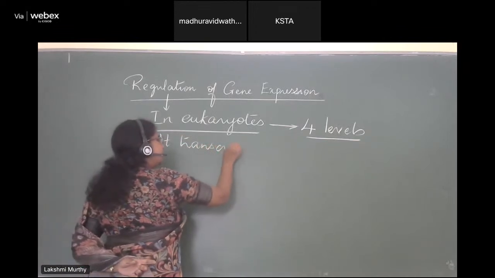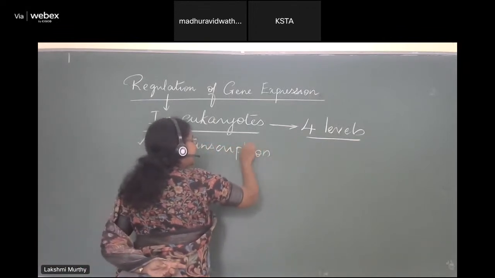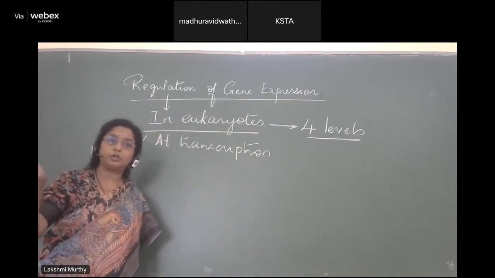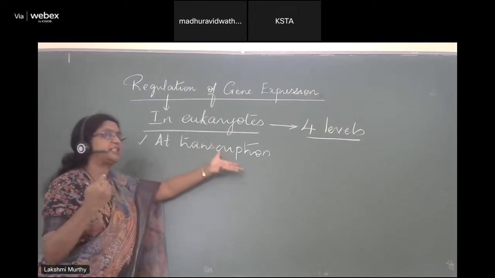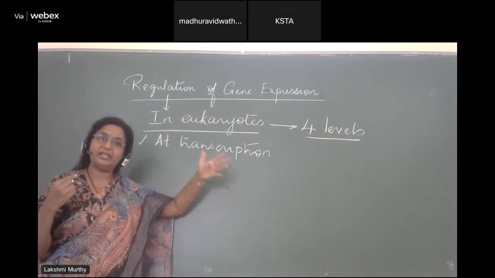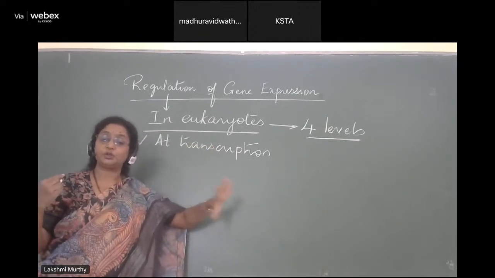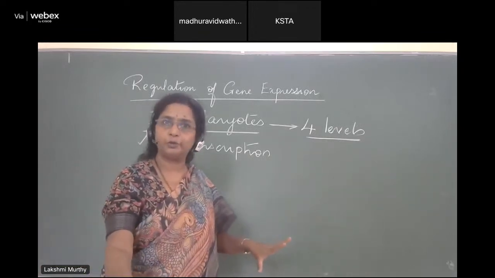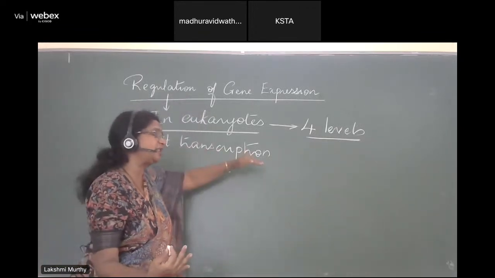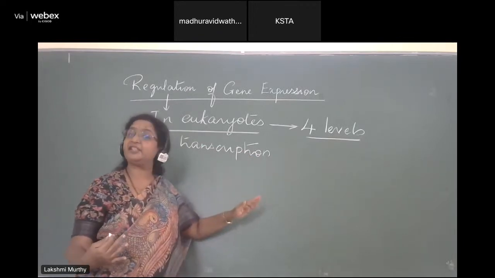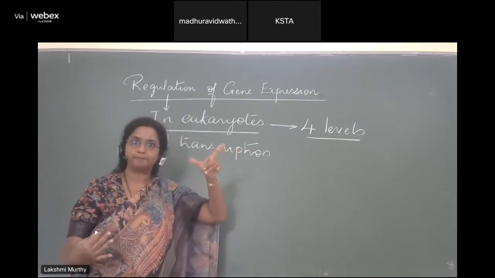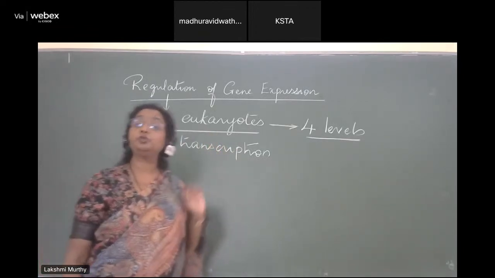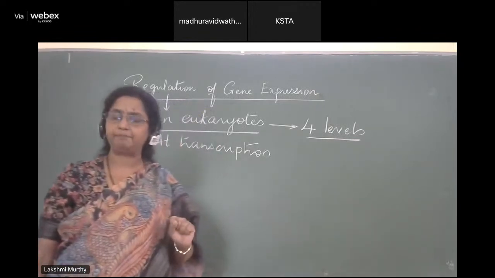What does this mean? This means that, let us say, the hemoglobin gene should not get expressed in the neuron, then you don't even do transcription of the hemoglobin gene. You stop transcription itself, so that when you don't make an HnRNA, naturally hemoglobin is not going to be made. So you stop it at the transcription level, and do not produce the HnRNA for hemoglobin in the neuron. That is the first level.